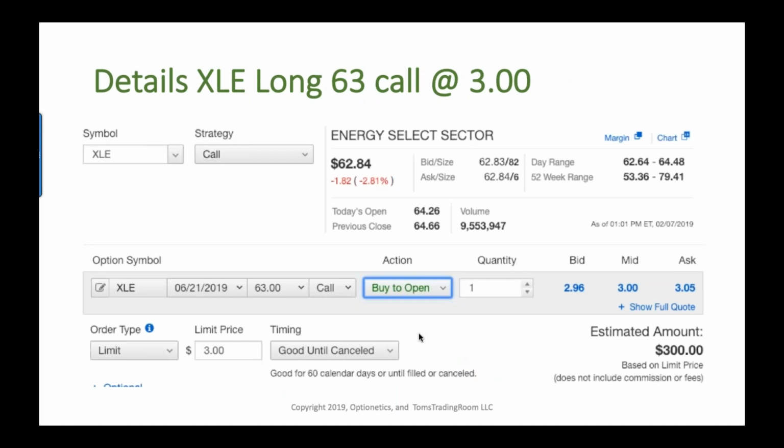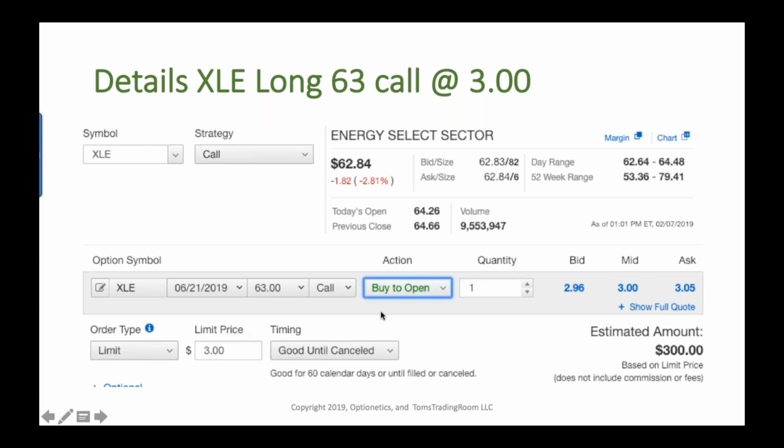Now, let's look at this in detail. I actually cut this out of a Charles Schwab transaction, so I wanted to show you what this looks like. So buying the XLE, all right? Again, looking at the 63 call, June 21st, 2019. Buy to open means I'm opening a position. All right, one contract is going to cost me $300 if I put a limit price of 3 or better. Now, at the time I did this, it was 296 by 305, so 3 was right in the middle. So if I could get this at 3, then I would have that in as 3.